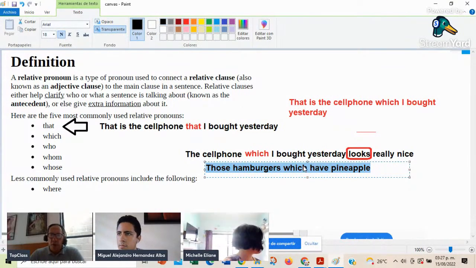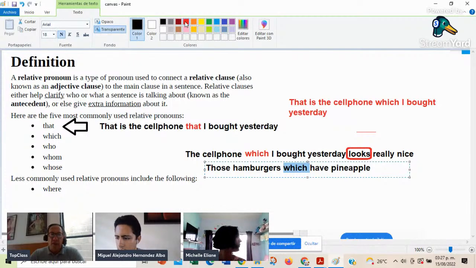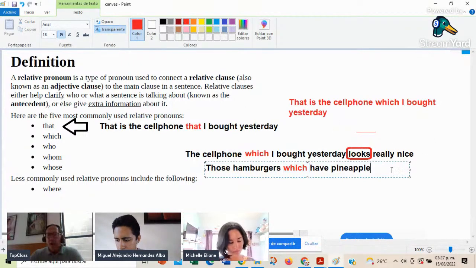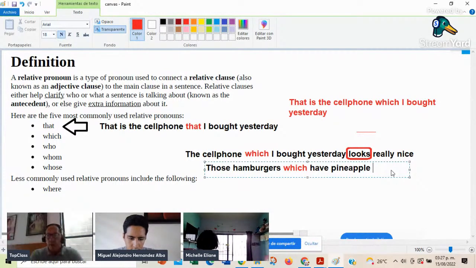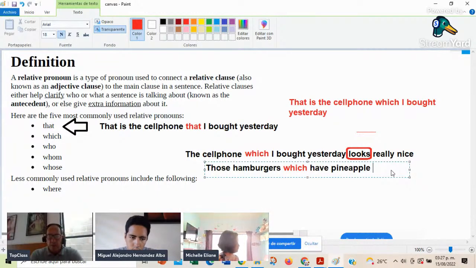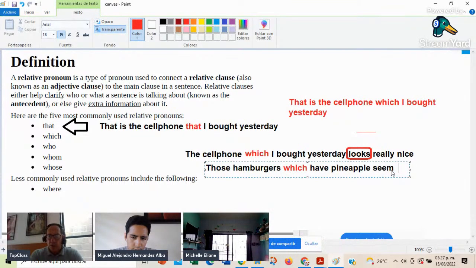Those hamburgers, with which as the relative pronoun, smell or look nice or are really or don't seem to be expensive. Here you put the stative verb. Seem to be delicious or whatever, right? Choose the verb. What verb do you choose, Mitch?